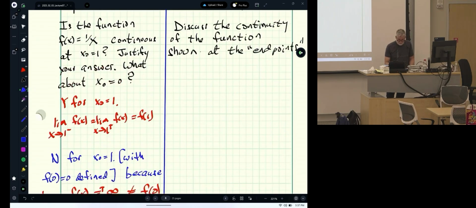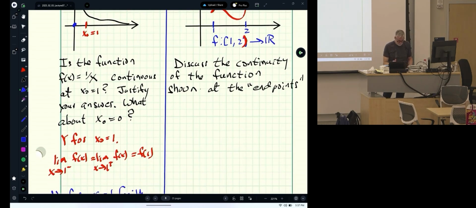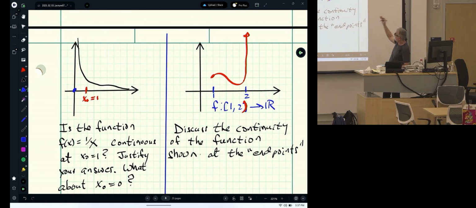Okay, awesome. So here's another function where I've excluded the second endpoint. Is the function continuous at 1? I see a yes. Even though it's an endpoint, we don't look at the limit from the left, because that's not part of the domain of the function. We can't evaluate that limit. The limit from the right agrees with the value of the function.